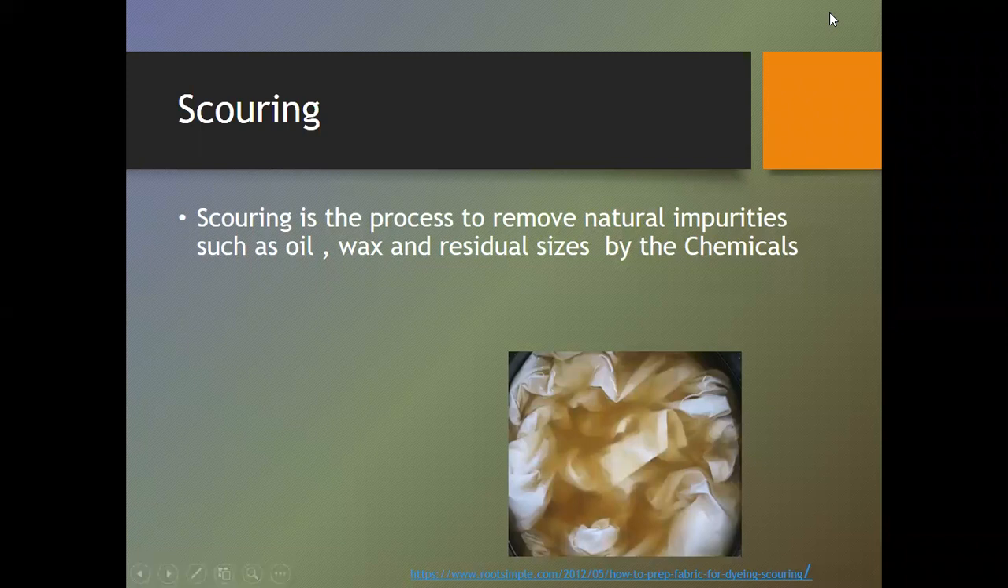Next is scouring. Scouring is the process to remove the natural impurities such as oil, wax, and residual size by chemicals. Basically, when the yarn is made of natural fibers, which contain natural oil and waxes, these oils and waxes make the fabric hydrophobic and do not allow the dye and chemicals to penetrate into the fabric.